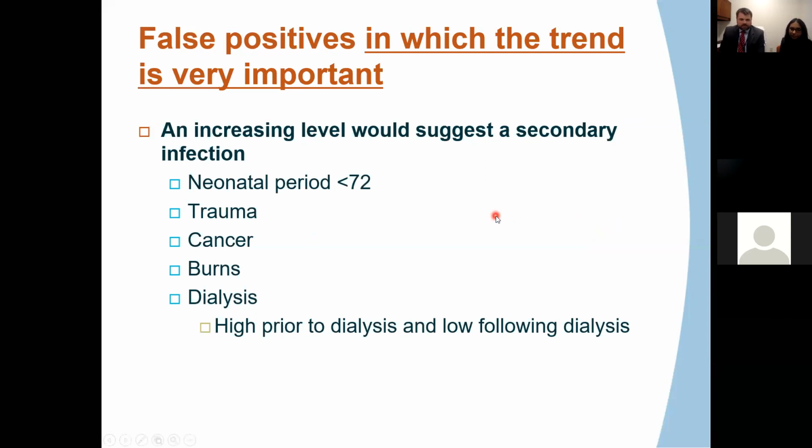I don't feel like I see false positives very frequently. I think if the procal is high, I would still suspect an infection. I sometimes want to see the trend before I say it's a false positive. I think that's very important.